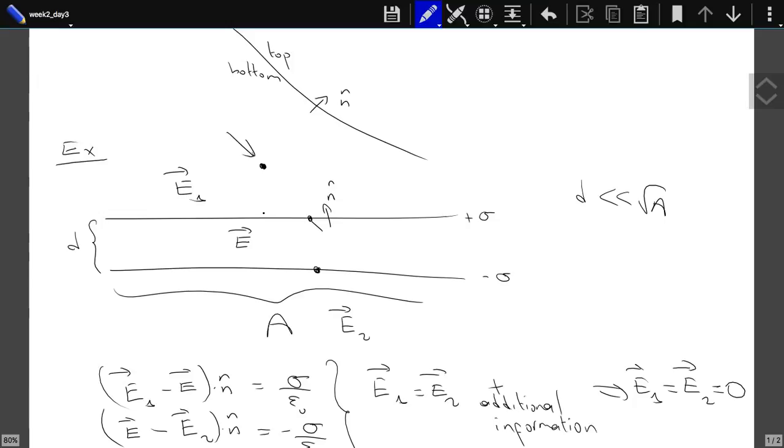No. I mean, d can be very small. d can be, let's say, over here. Now, the point can be over here, very close to the plate. Or it can be very far away from the plate. The electric field will be always 0.